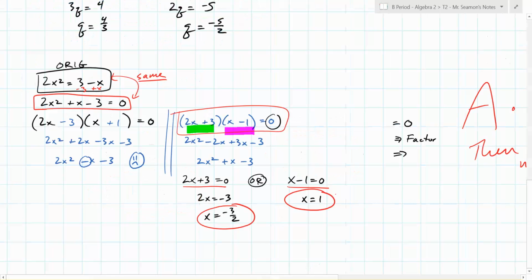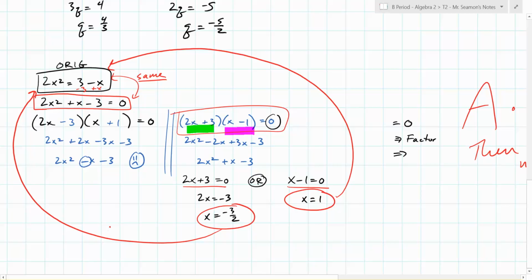Gabby, please. You could take these two numbers and plug them in right there. You could check that way. You absolutely could. You take 1, plug it into everywhere here, and is it a true statement? What's 2 times 1 squared? 2. What's 3 minus 1? 2. So is it true? Yes. You do the same thing for negative 3/2. Do it a little carefully because it's a fraction, but it should be a true statement. These are solutions because they make this equation true.